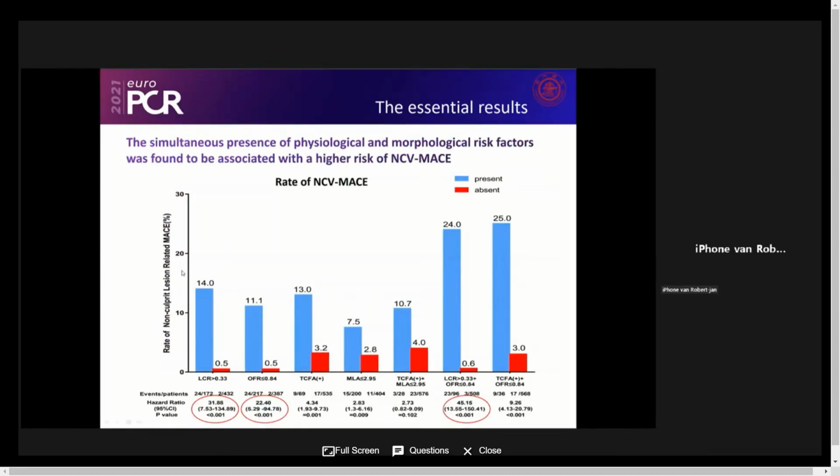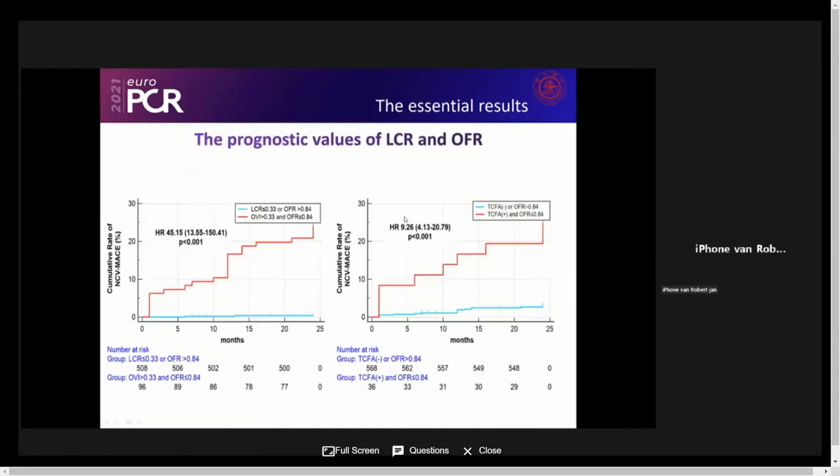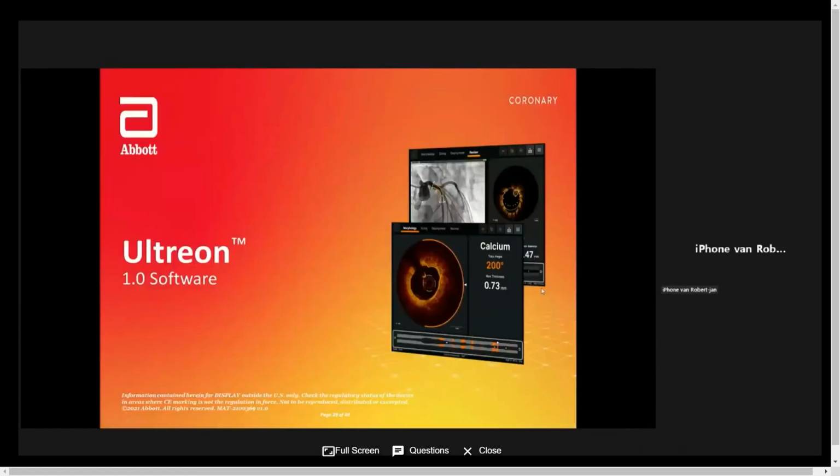This is a bit similar to PROSPECT, combining several events. So LCR above 0.33 or OFR below 0.84, all in a single technology without any pressure wires. The hazard ratios, you can see how high they are, and they are really helping to identify what's happening in these kinds of lesions. It's interesting.